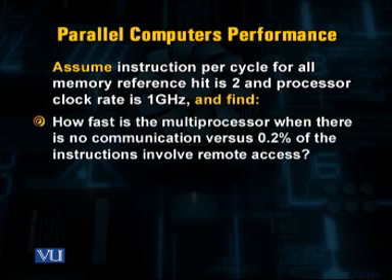Then let us see how we can find out how much faster the processor is when there is no communication versus when 0.2% of the instructions involve remote access.